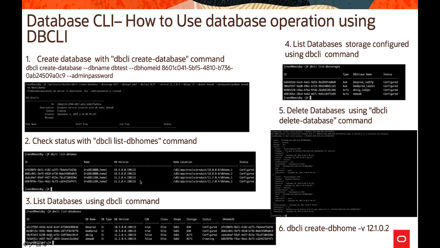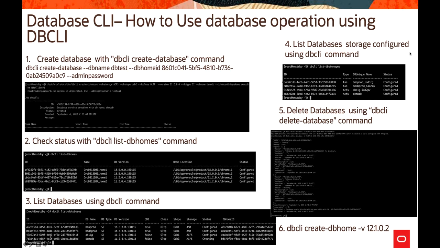To check the status, you can always run DBCLI list dbhomes, and it will show you all the available database homes. You can list the databases using the DBCLI list databases command, and it will tell you, with respect to each database home ID, the names of the databases associated. In my case, it is BMS prod, DB11G and DemoDB, which are part of these database homes. It also shows the database versions, whether it is a CDB, the shape, what kind of storage it uses, and the DB home IDs.